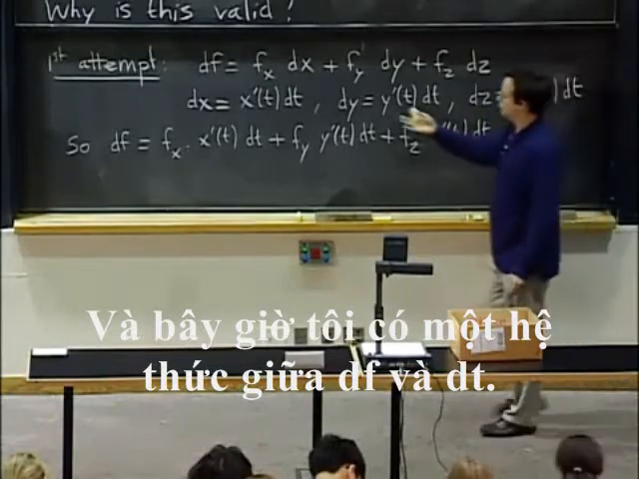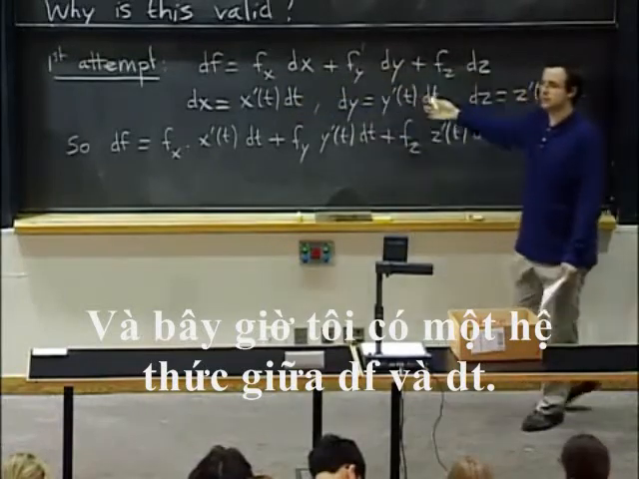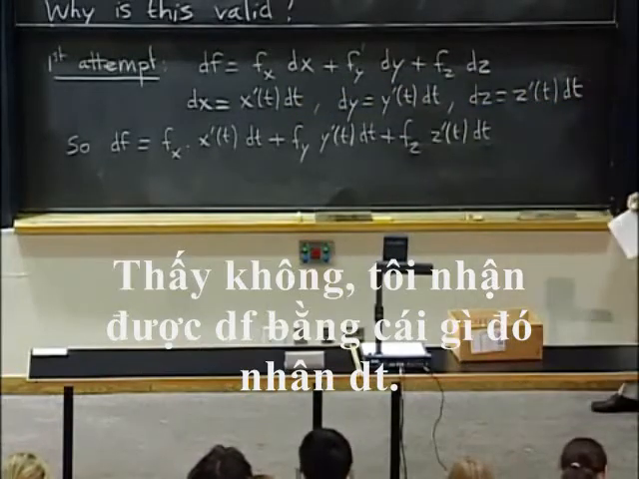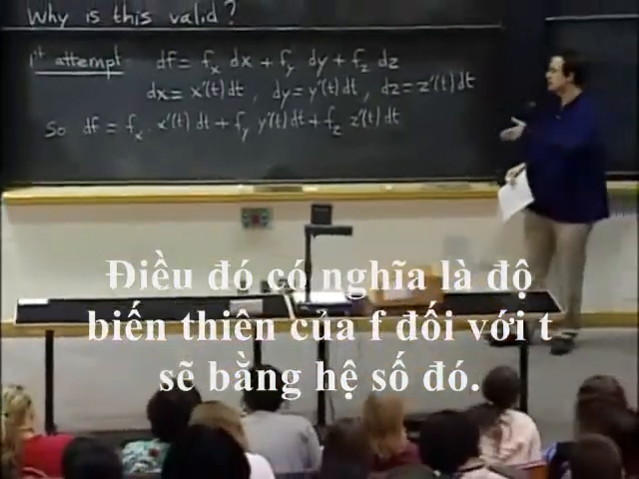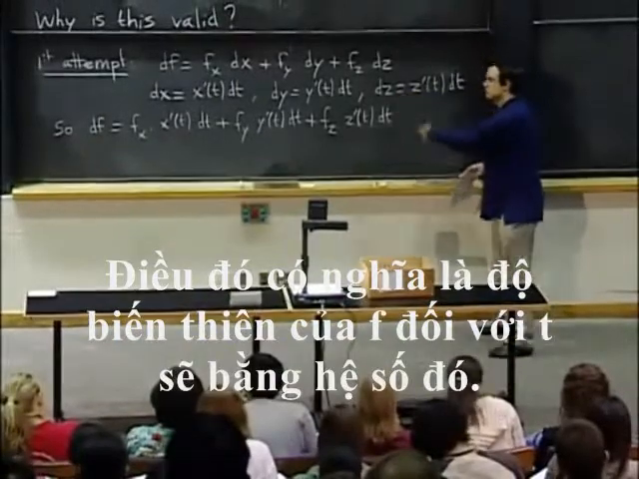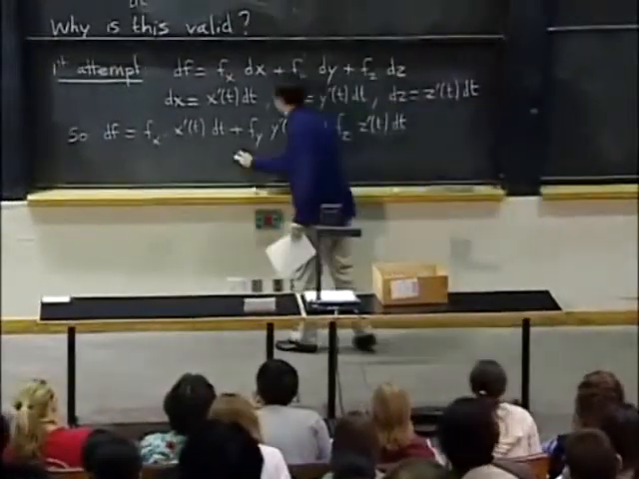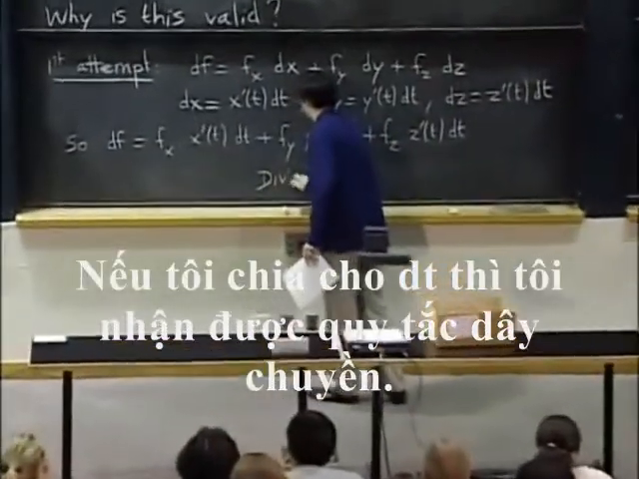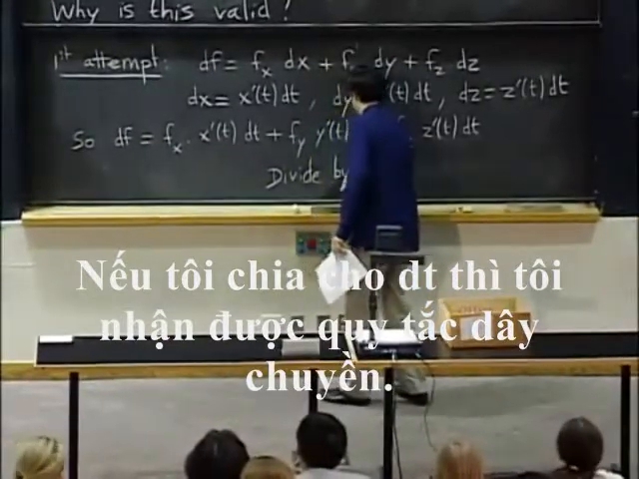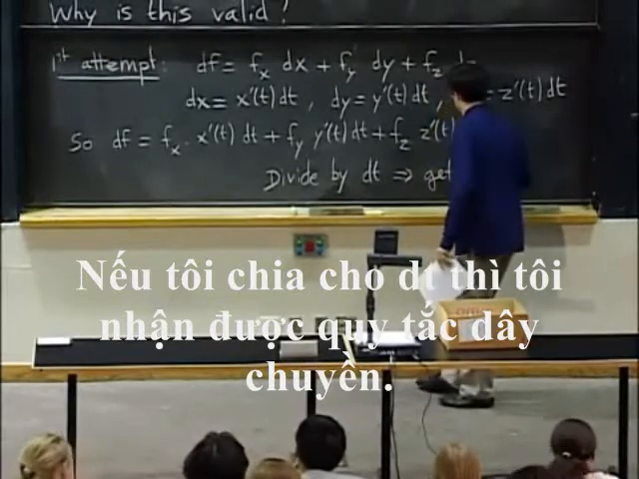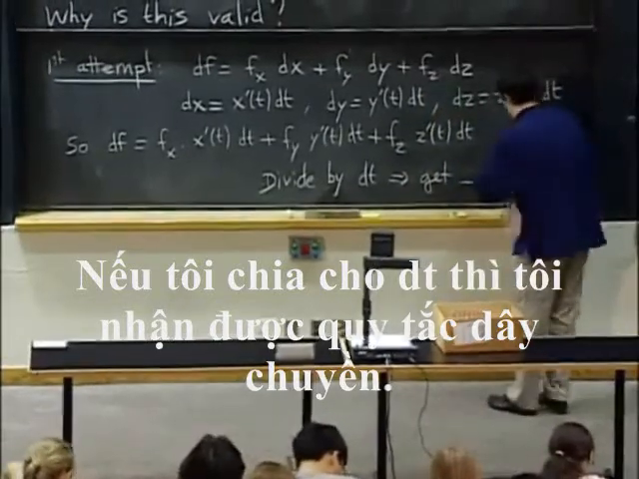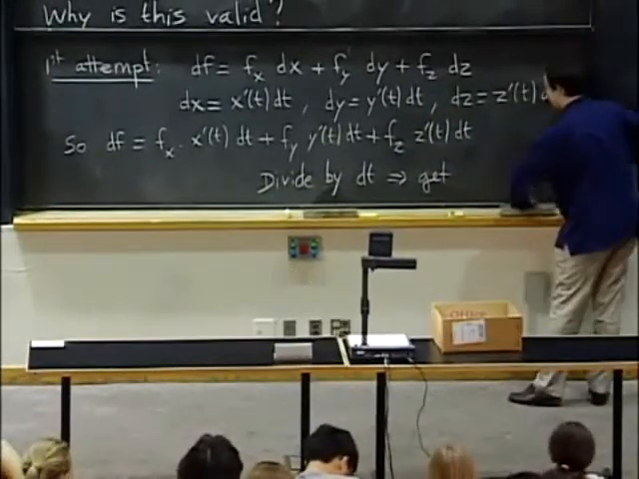And now, well, if I have a relation between df and dt, see, I got df equals something times dt. That means the rate of change of f with respect to t should be that coefficient. So if I divide by dt, then I get the formula that's, well, I get the chain rule.